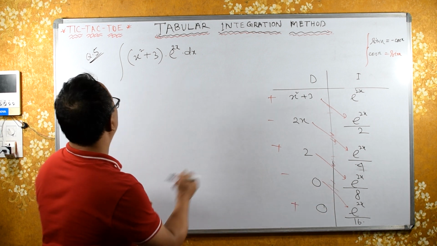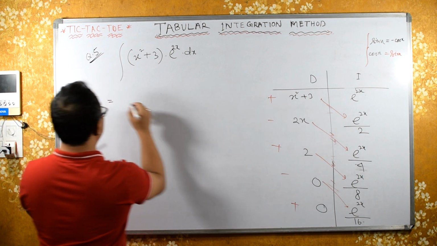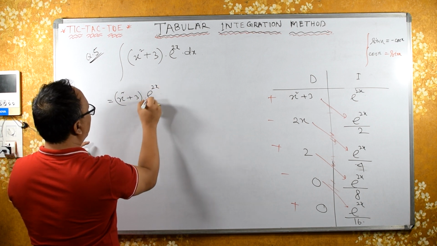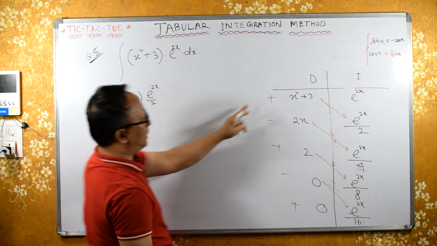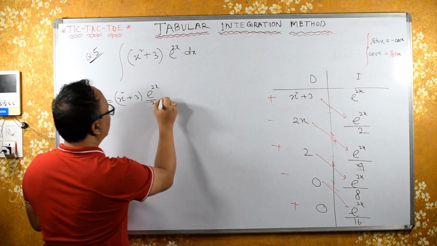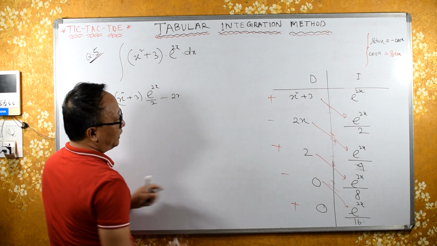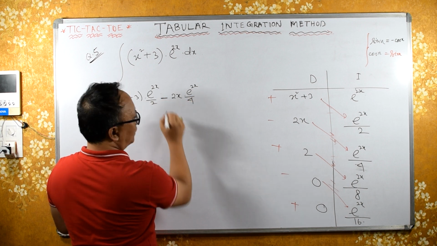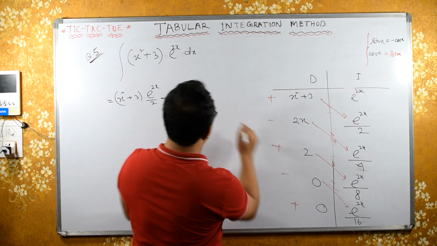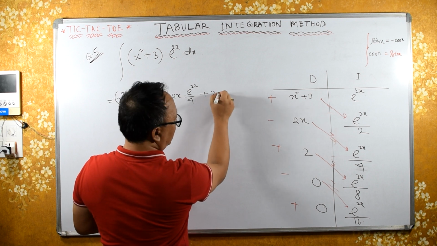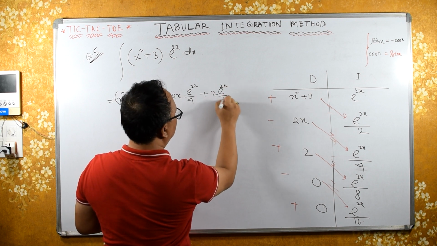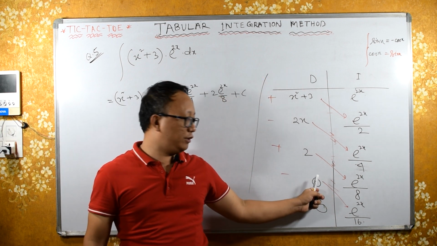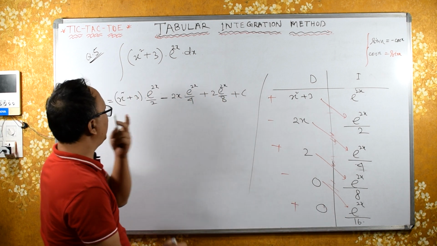Now this is the same as x square plus 3 into e raised to 2x upon 2, minus twice x into e raised to 2x upon 4, and then plus 2 into e raised to twice x by 8, plus some constant. In the next term we will get 0, and 0 into anything is 0. Therefore you can stop here.